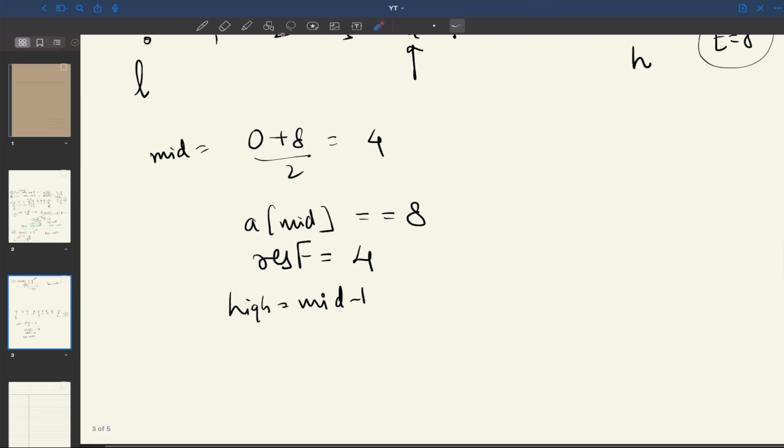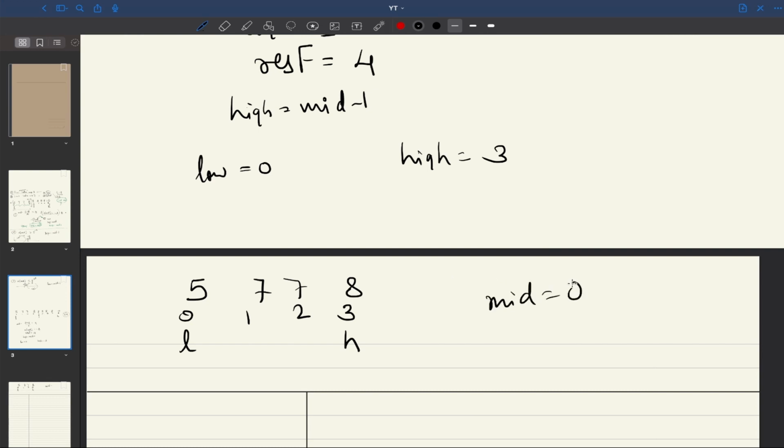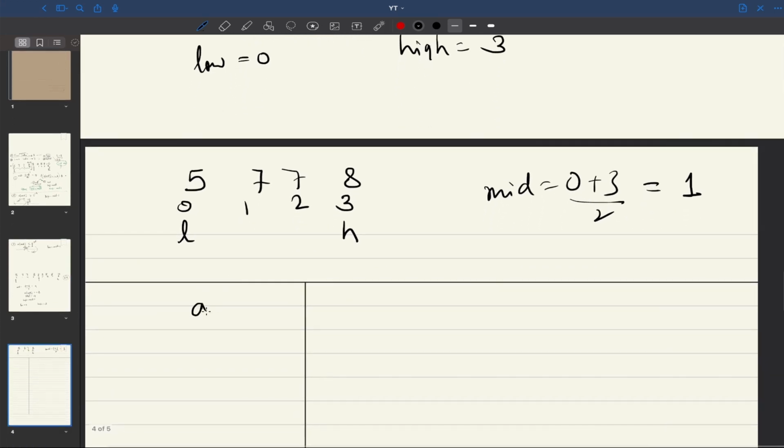Right? So now our search space, low is equal to 0, and high, mid minus 1, is equal to 3. So let me just write the 0 to 3 array. 0 to 3 array was 5, 7, 7, so 0, 1, 2, and 3 was nothing but 8. So this is low, this is high. Again, you find out the mid. 0 plus 3 by 2, so 3 by 2, mid is basically 1. A of mid, is it equal to 8? What is A of mid? A of 1 is 7.